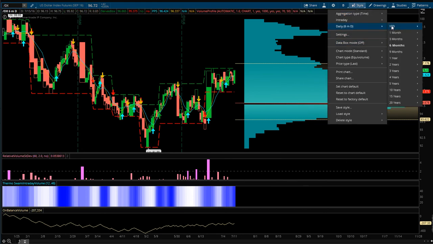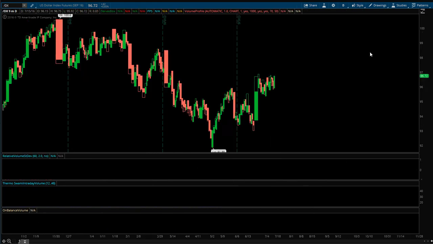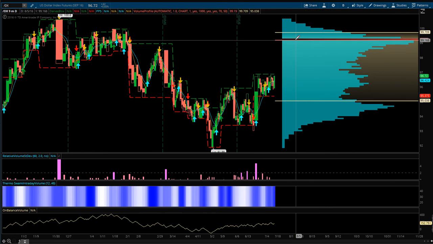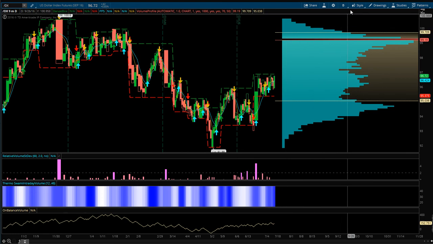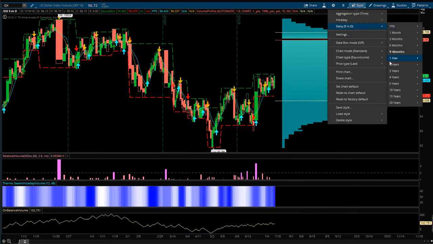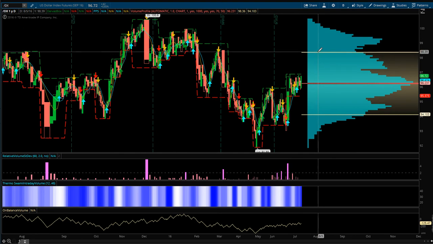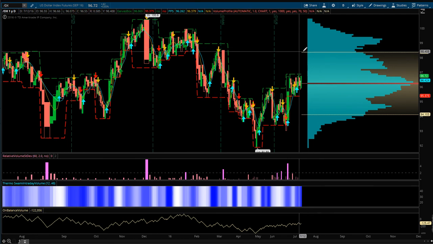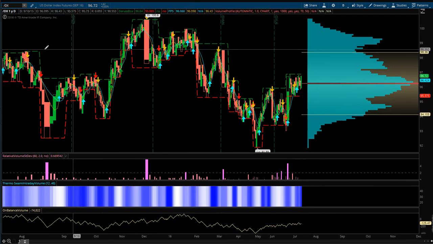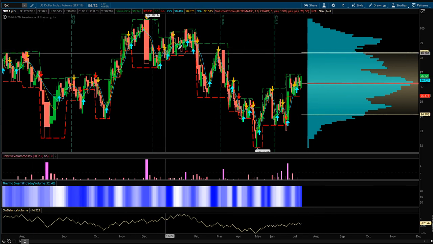We narrow it down to 6 months, go 9 months, and you can see up here, 99. You can see that it's chopping around here, found support. Let's see, we go to the year, and you can see there's some resistance here at 98.39. So remember that 98.44. This is going to be a big battle zone right here. You can see right there, it's chopping around right here.